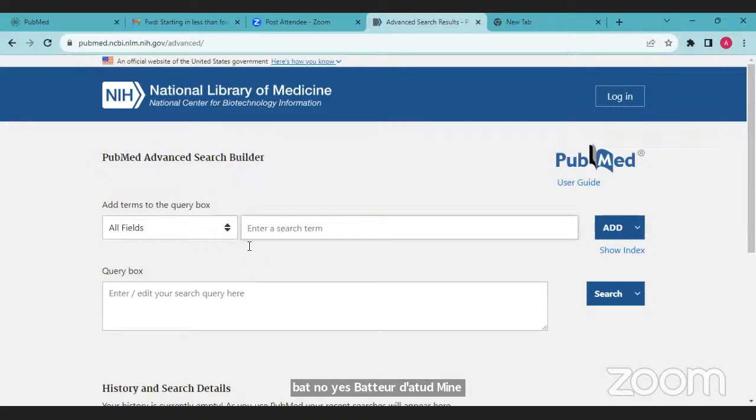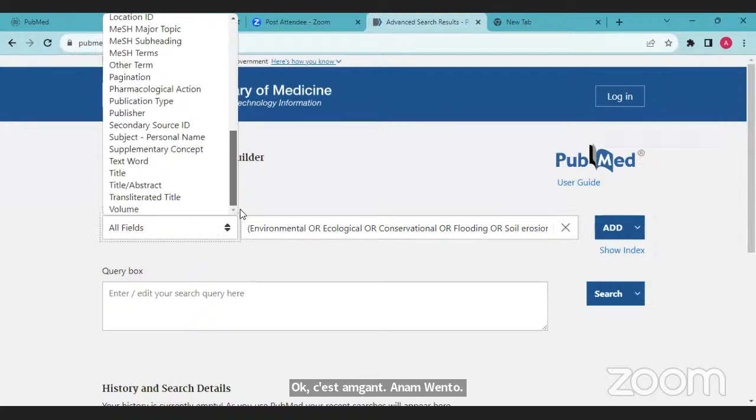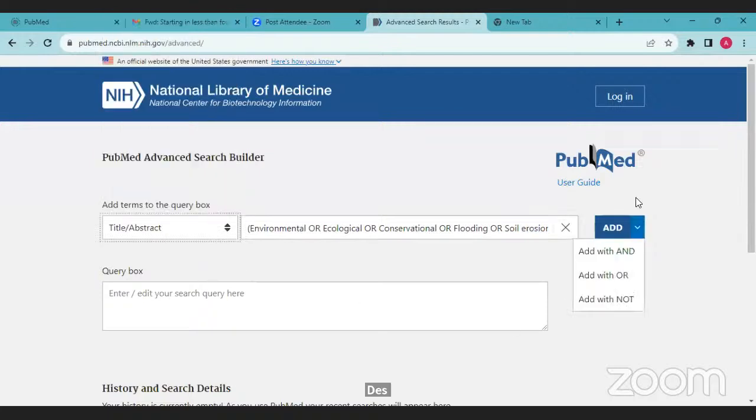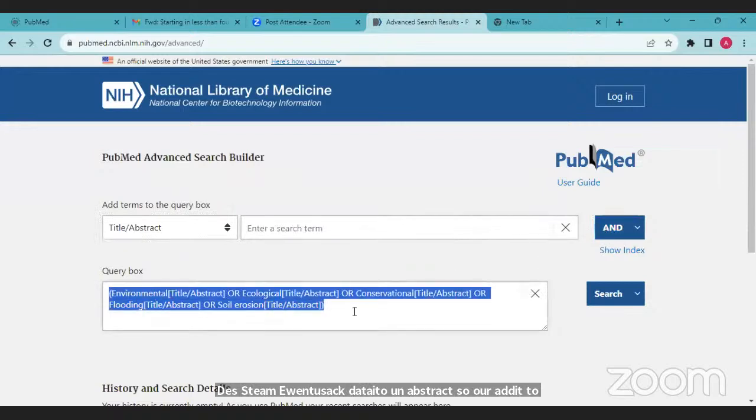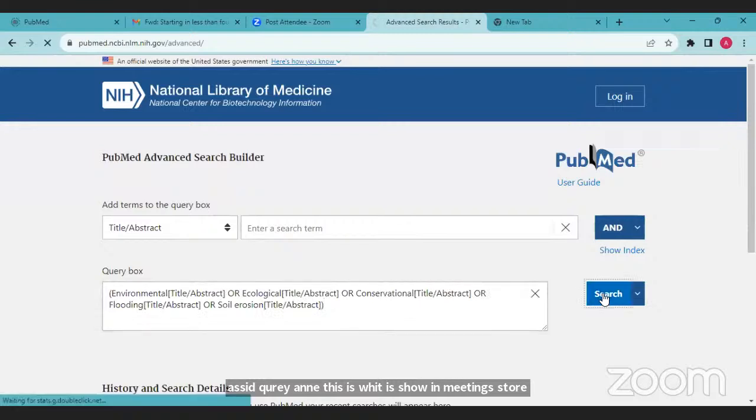Okay, so I'm going to first put in, if you remember the topic, environmental or ecological or conservation or flooding. This is the topic that we have been using since morning. And this time I want to search the title and abstract. So I'll add it to the search query. And this is what it is showing me. It is showing me that we are going to look for these words in the title and abstract of the studies. So I'm going to run the search.